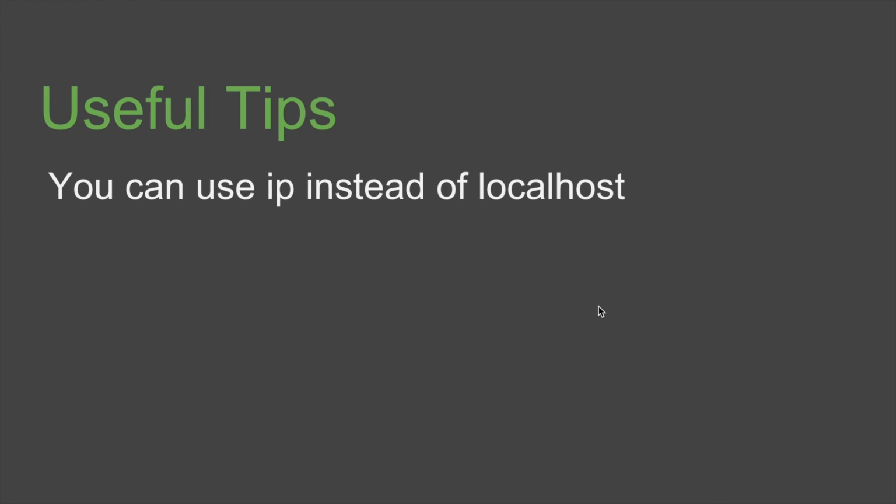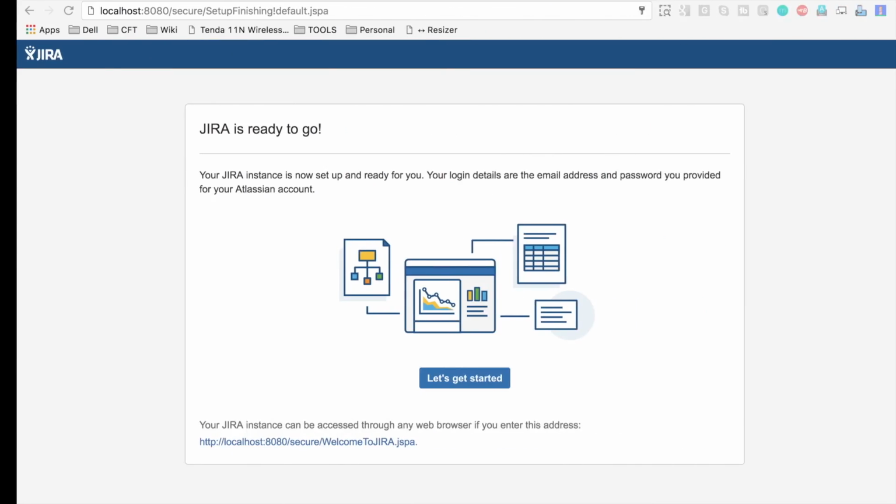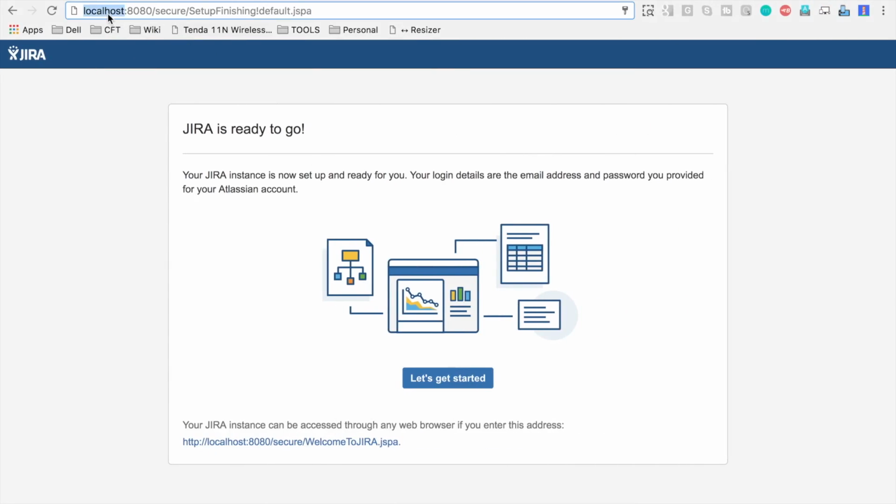Meantime, let us look at some tips. So instead of localhost, you can also use the IP 127.0.0.1, which is the IP for localhost, or you can also use your system's public IP instead of localhost. So instead of localhost here, you can use this IP, and you can now see Jira is ready to go and you can get started with Jira.